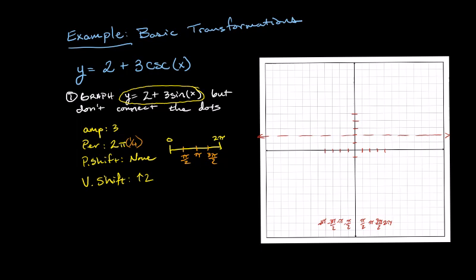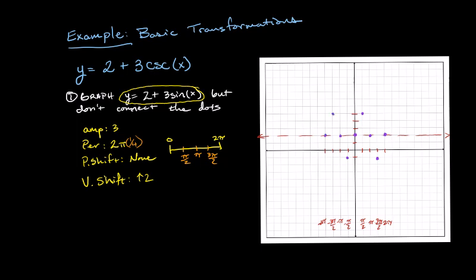All right, so like I said, we're going to graph y equals 2 plus 3 sine of x. So here we go. Sine starts at the middle line, and here's our middle line. And then we're going to go up 3, down 3, down 3, and then back up 3. And then follow the pattern for the second one.